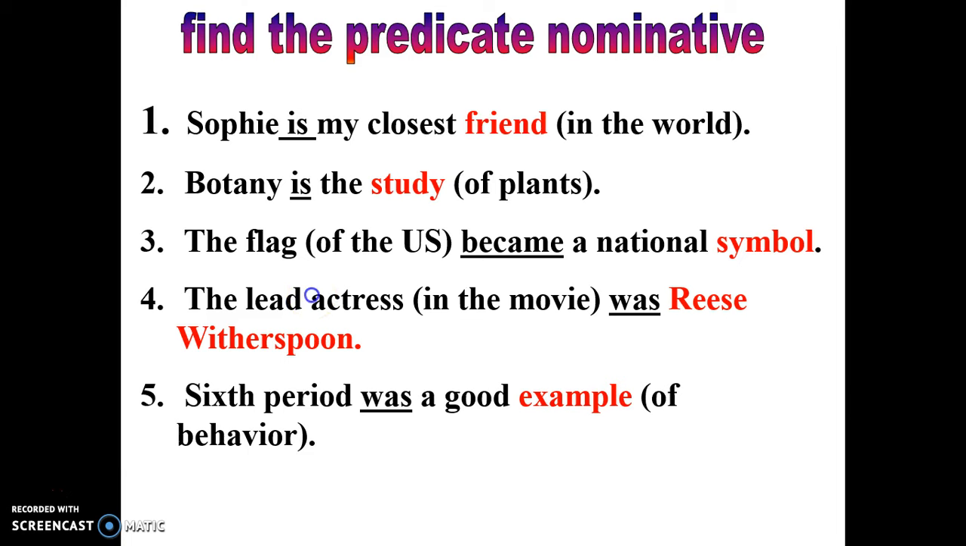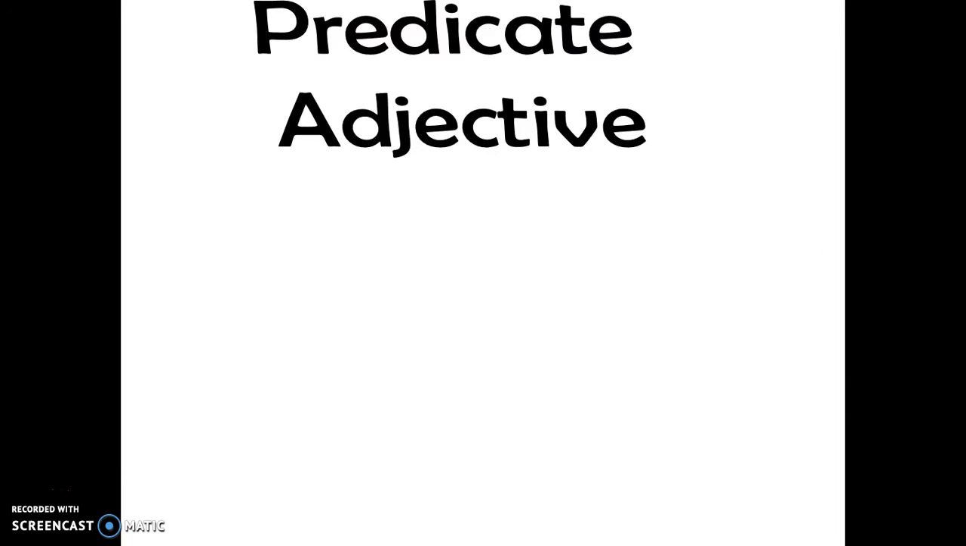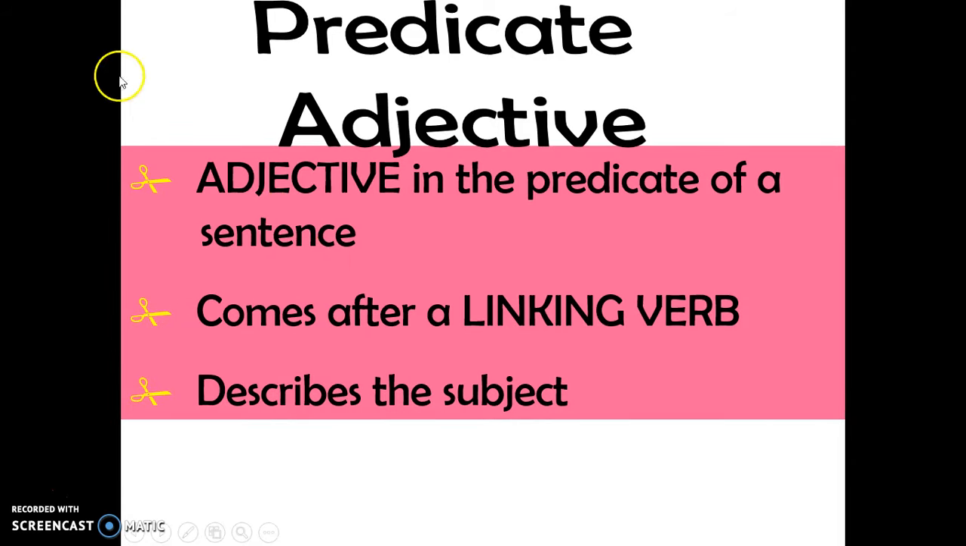All right, so now close your predicate noun flap and open your predicate adjective flap. And I'm hoping that you figured out that predicate adjectives only come after a linking verb. Let's look and see if that's true. Oh, yep. They are the adjective in the predicate part of the sentence. That means the sentence after the verb. They come after a linking verb, not an action verb, only a linking verb. And they describe the subject. They don't rename it, they describe it.